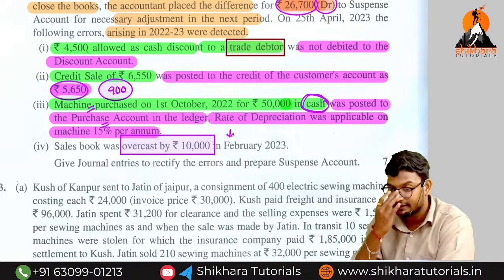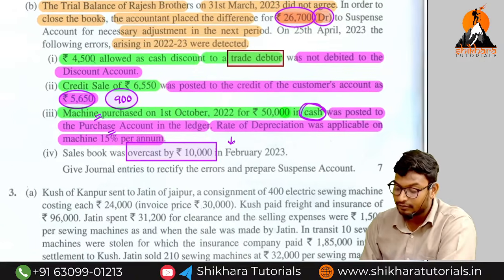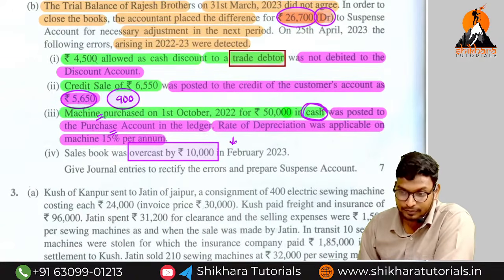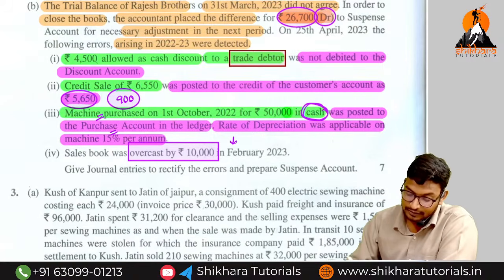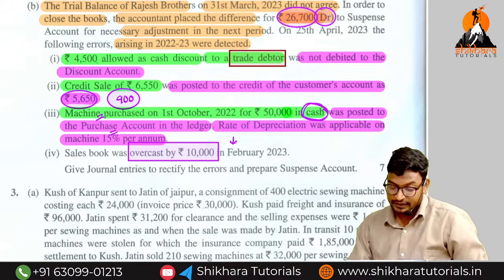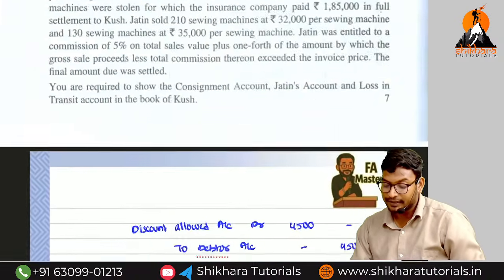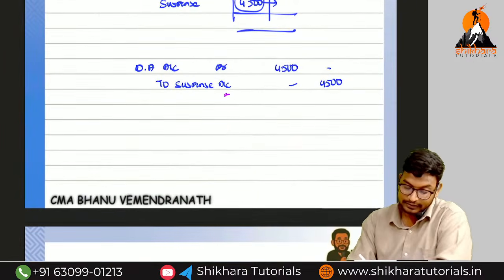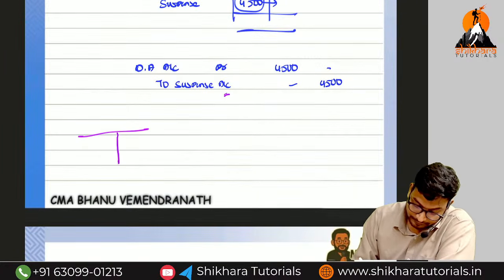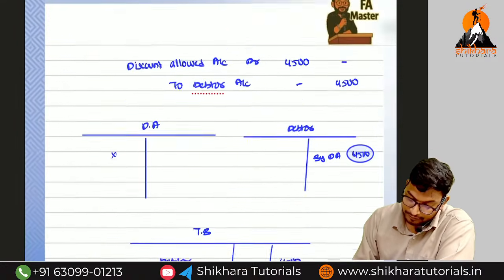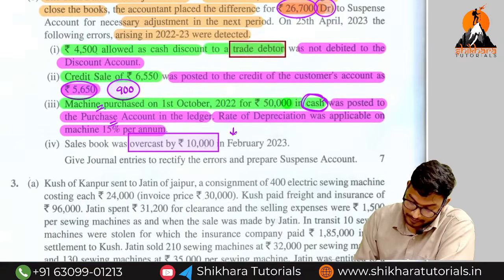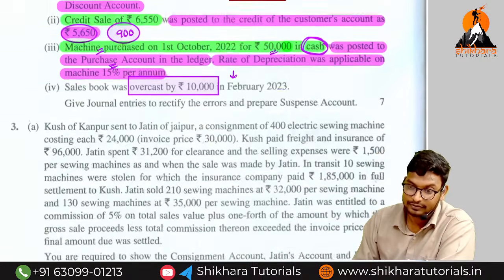We should not think like a journal point of view. We have to think from the subsidiary books point of view. This transaction will be recorded in the cash book, nothing but the cash account. In the cash account, which side will they record? Payment. So in the cash account they record on the payment side by machinery. What is the value of the machinery? 50,000. And posted to the machinery account, purchase account, ledger.